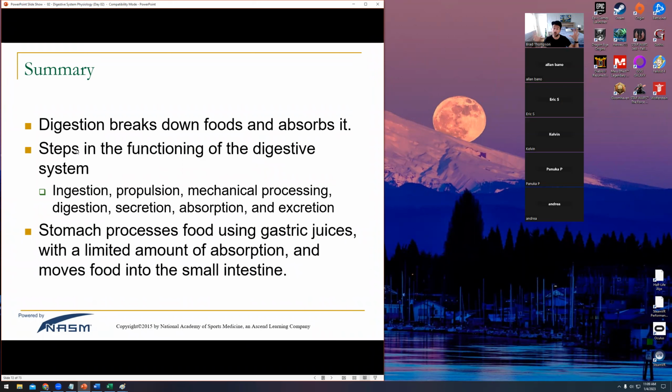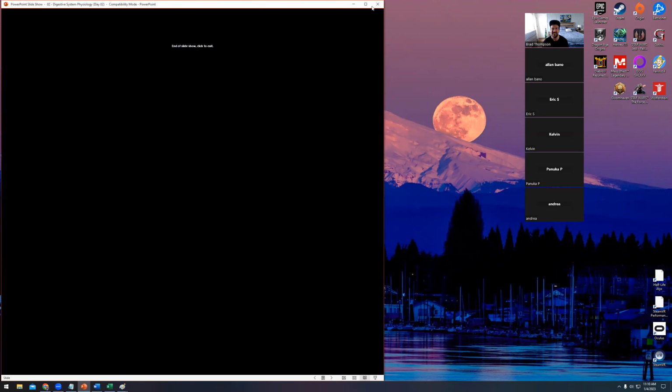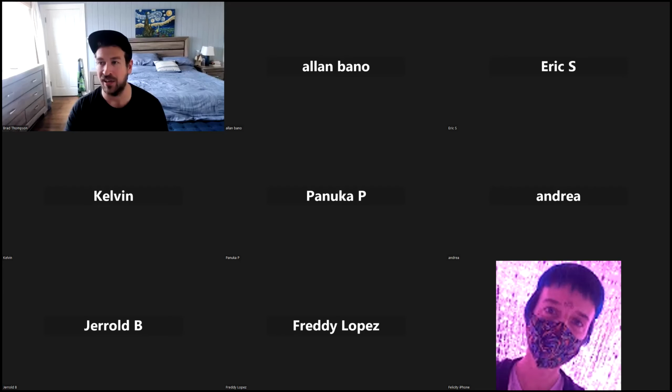So digestion takes really big stuff, breaks it down into really small stuff. First, we ingest it, then we propel it to where it needs to go. We mechanically process it, we chemically process it, we absorb as many nutrients as possible, and we kick the rest of it out of the body, right? Your stomach does most of the chemical digestion. Your small intestine does most of the absorption. Your large intestine finishes out the absorption, gets the vitamins, minerals, and water. And then you eliminate it all out the back end. And that is a very broad overview of digestion and a preview into nutrition.